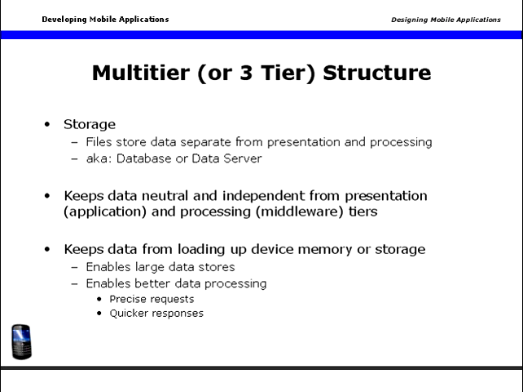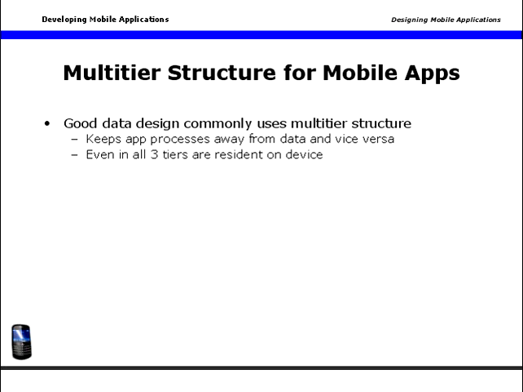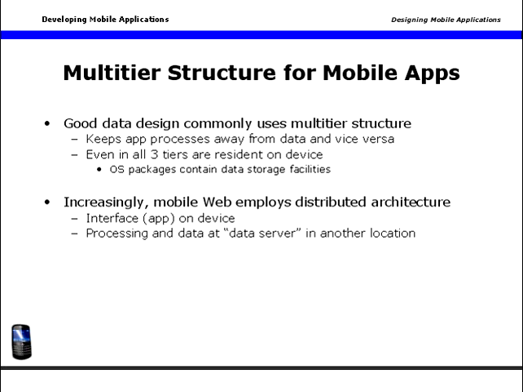As it applies to mobile application design, good data design commonly uses a multi-tier structure, which keeps app processes away from data and vice versa. This is often true even if all three tiers are resident on the device, because operating system packages increasingly contain their own data storage facilities. More and more, the mobile web deploys this distributed architecture with the interface or the app on a device and processing and data at the data server in another location, often with an API so that the data server and your application are all tied together even though they're distributed in three different locations.